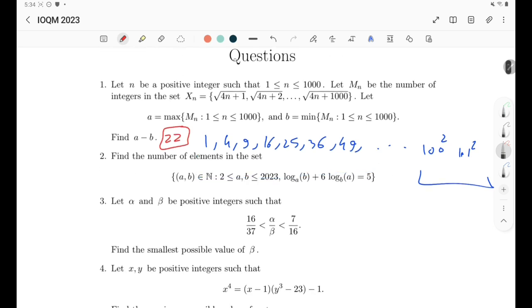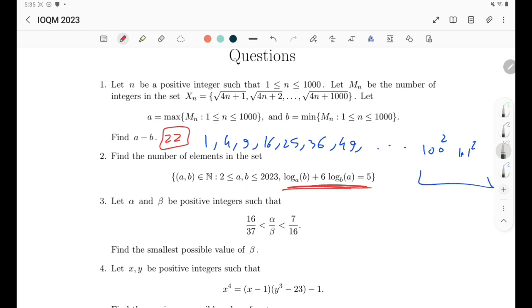Let's move on to question 2. Question 2, we're asked to find the number of elements in this set. By the way, don't be afraid of these mathematical notations. You can just read it a little by little. So here we have a set. They're telling us a and b are natural numbers, clearly. a and b are between 2 and 23, no problem.